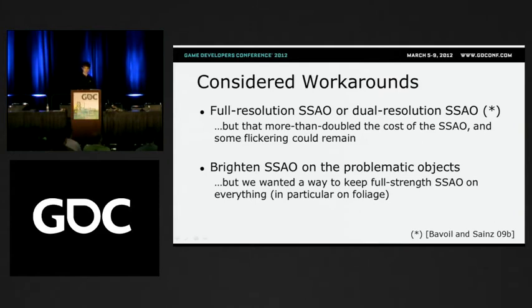Oh, yeah, fine. So, yeah, we could also have just brightened the SSAO on the problematic objects or just masked it out. But we wanted to keep full strength SSAO on everything. And as I showed earlier, the grass in particular was benefiting from SSAO. We wanted to keep it on everything. So we went for this temporal filtering approach.